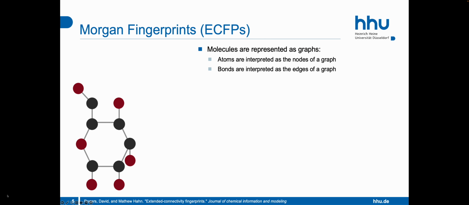One example of graph-based molecular fingerprints are the so-called Morgan fingerprints. Here we are looking at a specific implementation of Morgan fingerprints, the ECFPs, which is short for Extended Connectivity Fingerprints. To calculate ECFPs, molecules are represented as graphs by interpreting the atoms of the molecule as nodes of the graph and the chemical bonds of the molecule as edges of the graph.